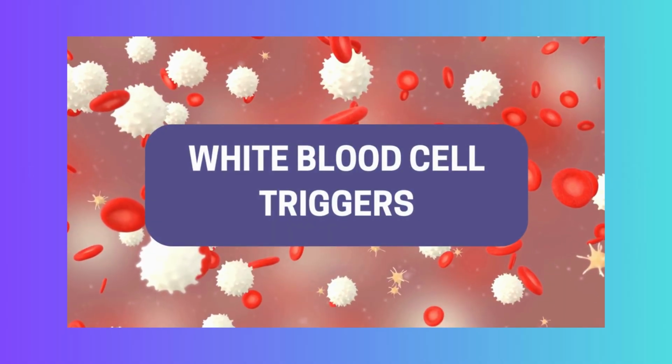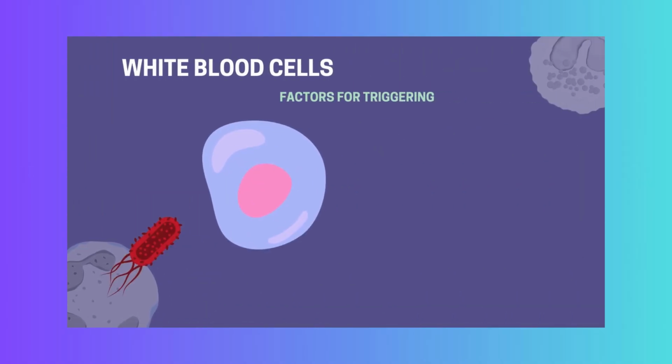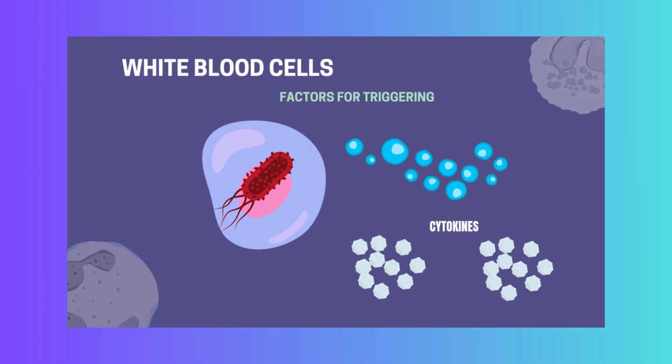Let's take a closer look at what triggers white blood cells to multiply and take action. When a cell becomes infected with bacteria or a virus, it releases cytokines, which are chemical signals that alert white blood cells. In response, white blood cells multiply and spring into action to fight off the infection.